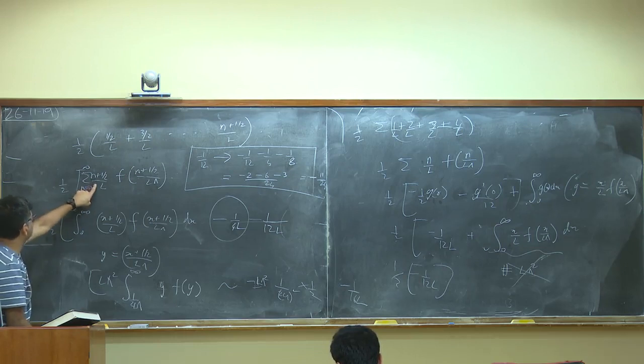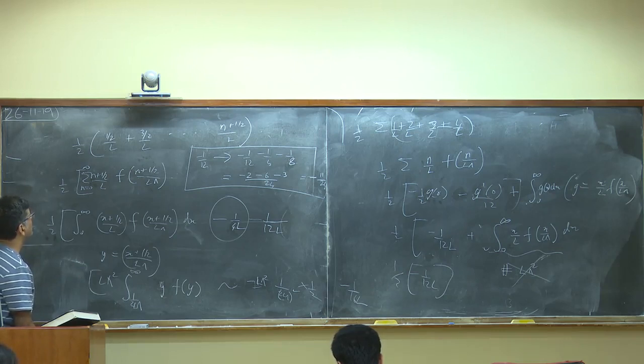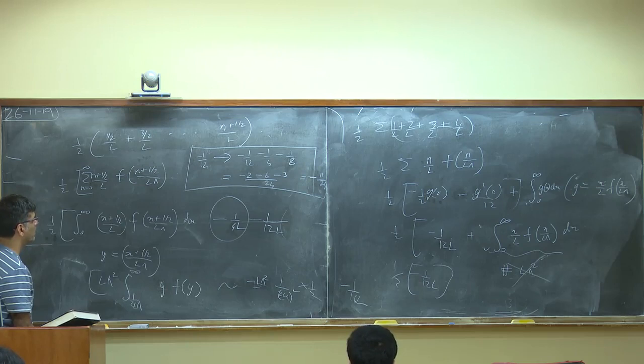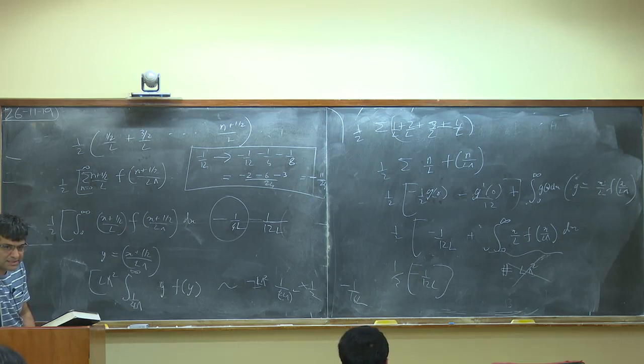Okay, this looks okay. 0 to L, that looks okay. G0 should come with a plus because of the formula. I thought the Euler-Maclaurin formula was half G0 plus G1 plus G2 and so on was equal to integral minus this. Can I see your formula?